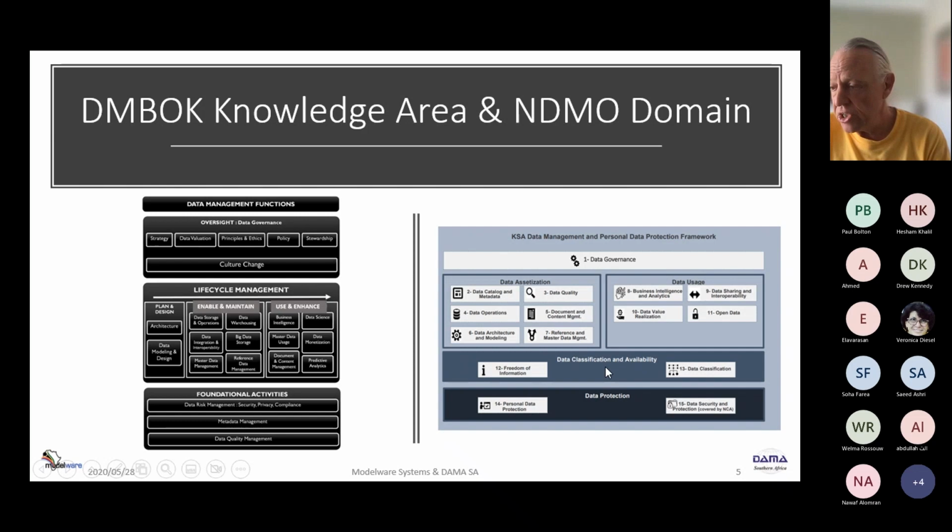So there's data classification and availability. And then there's also a lower layer, which is data protection. Okay. And on the left-hand side, they've got data assetization, and that deals with data quality and metadata. But we also know that data quality and metadata across all those different areas are very similar to the way the DMBOK has that. So, and then we've got data operations, document and content, architecture and modeling, reference data and master data, and BIA, data value, open data, and sharing and interoperability.